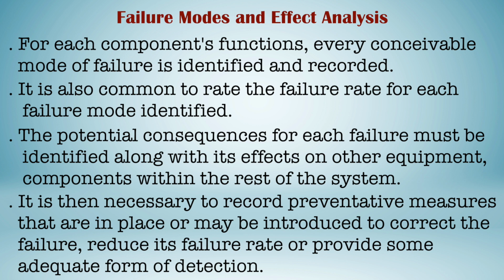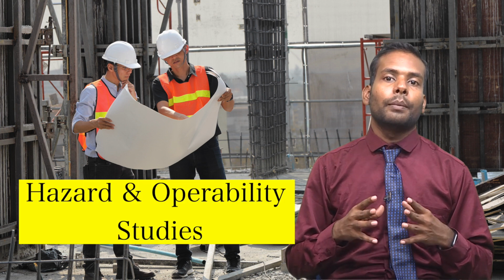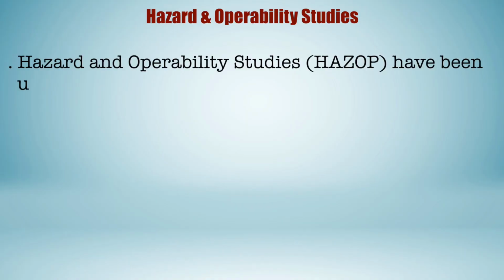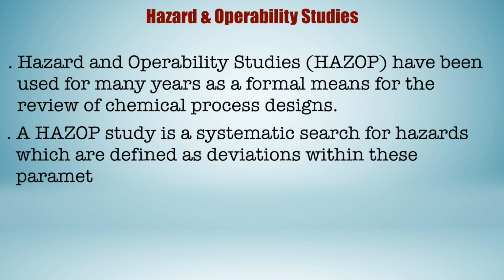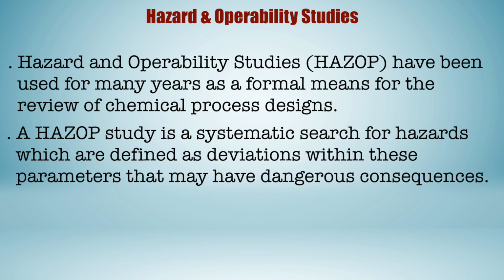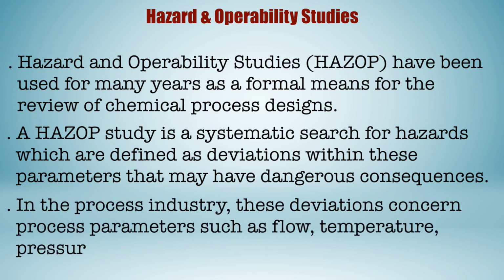Let us discuss hazard and operability studies. Hazard and operability studies, called HAZOP, have been used for many years as a formal means of review of chemical process design. A HAZOP study is a systematic search for hazards, which are defined as deviations within process parameters that may have dangerous consequences. In the process industry, these deviations concern process parameters such as flow, temperature and pressure.